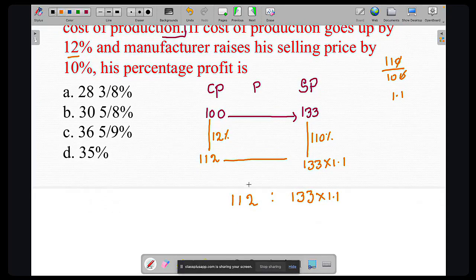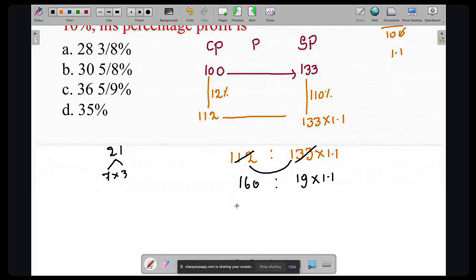Now if I do this ratio, the difference of this number will be 21. 21 will go 7 and 3. So definitely I can cancel with 7. 7 ones are 16 times. 7 19 times into 1.1. If I remove the point here I will get a 0, which means 160 into 10, and I will multiply here also into 10.